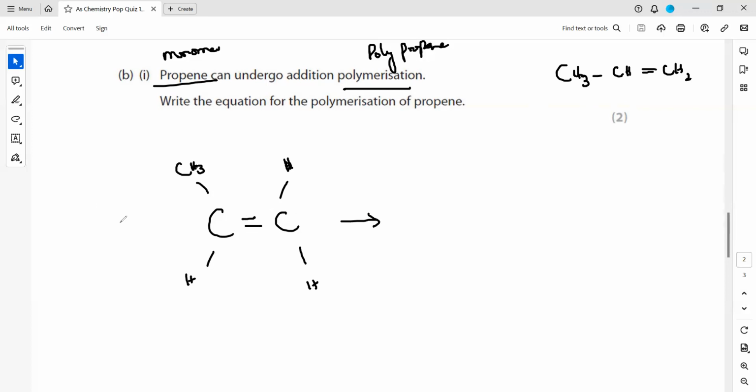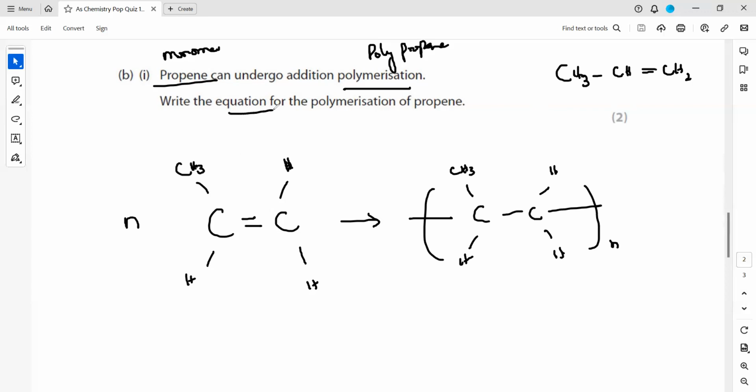Now it has to form a polymer. So if we have n molecules of propene, you will draw the same structure, but the double bond will turn into a single bond, and put a bracket, then write n. Because this is an equation, you must write the reactant and the product. Because an equation involves the reactant and product. So the reactant changes to product. If we have n molecules of propene, it will turn into a long chain compound, which is known as polypropene.